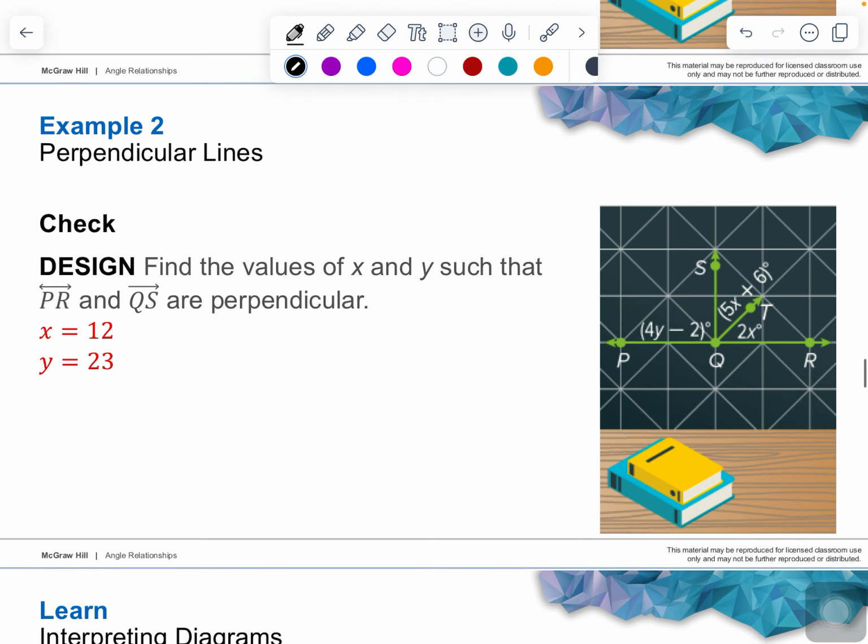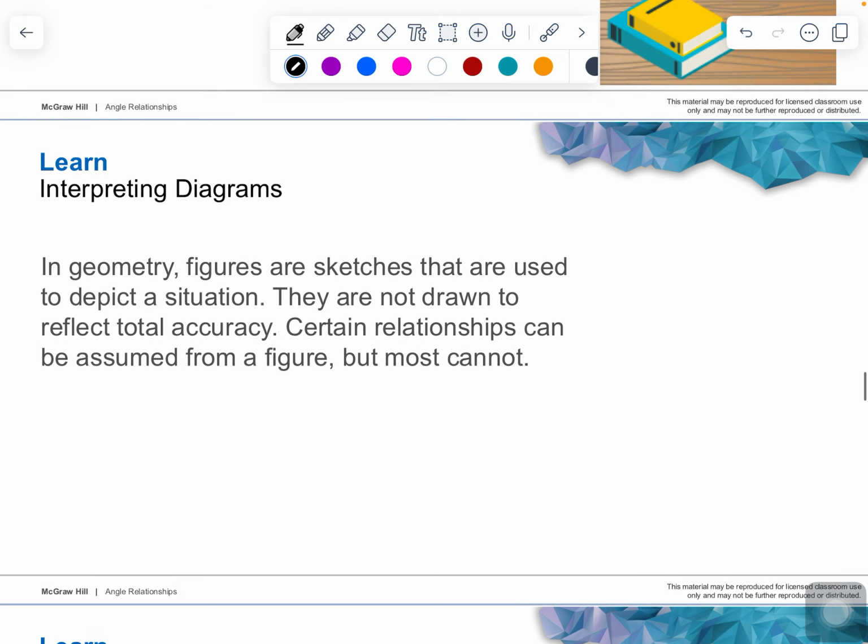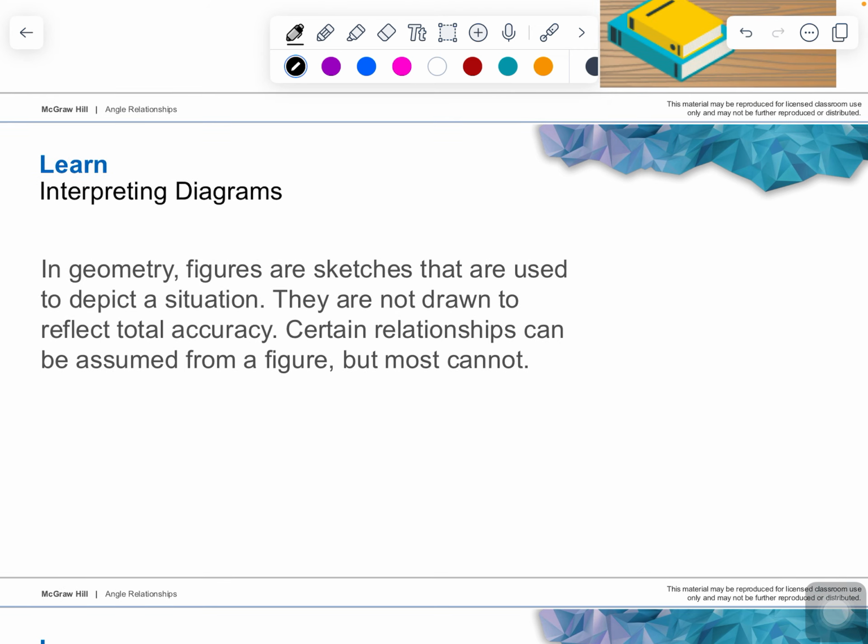All right, now we are going to talk about assumptions. I just mentioned the word assumptions, and now we're going to drill down a little bit further. In geometry, figures are sketches that are used to depict a situation. And I want you guys to really highlight this in your notes. They are not drawn to reflect total accuracy. They are not perfect and they are not accurate. Certain relationships can be assumed, most cannot. So some things can be assumed, some things cannot.